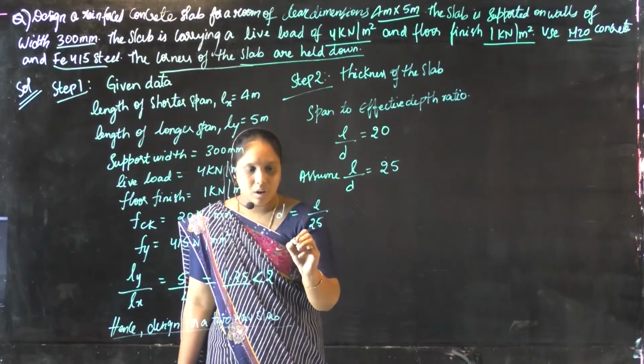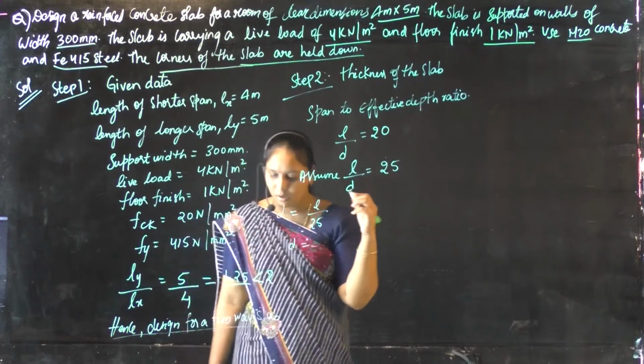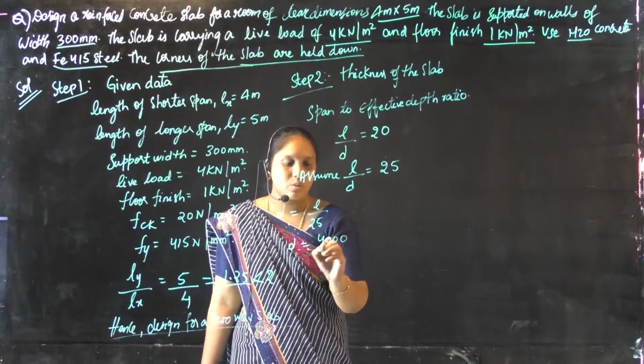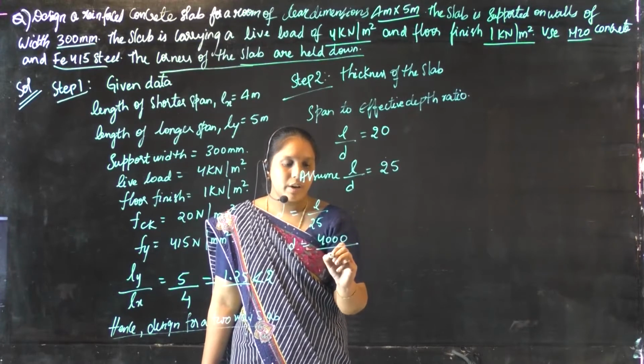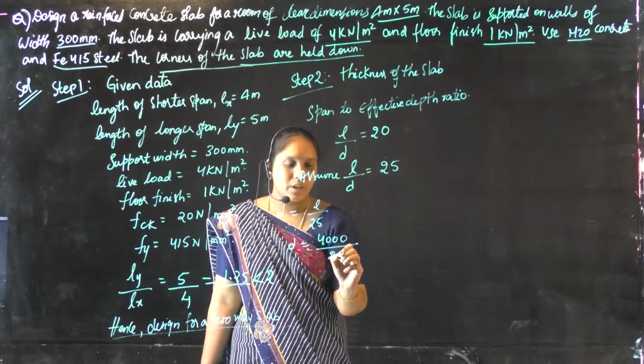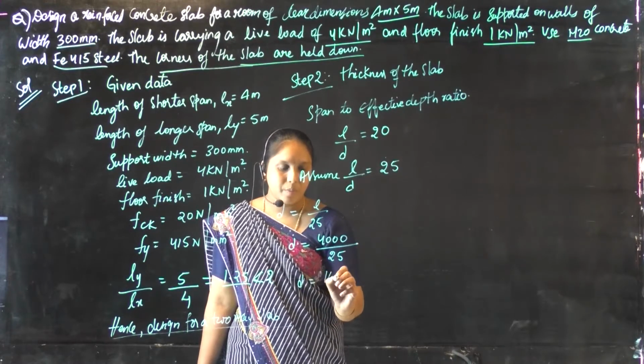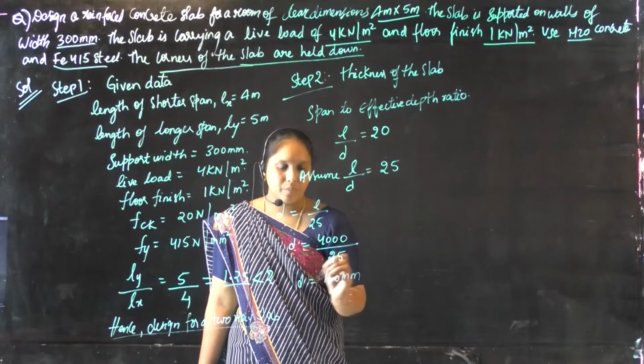How much is L here? L is 4000 divided by 25. So if you solve this, you will get a value of 160 mm.